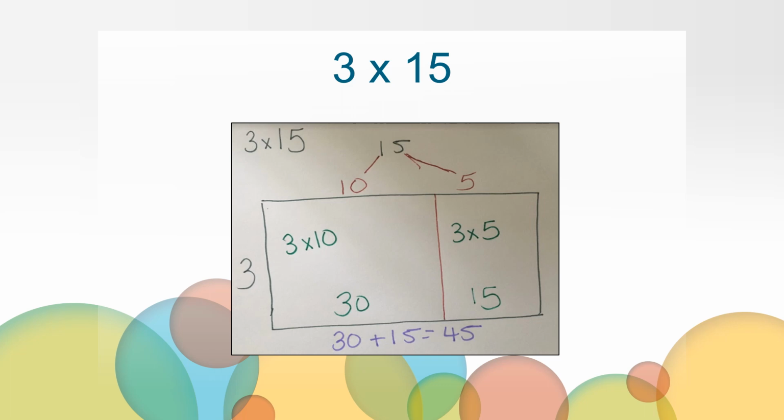Here is one way you may have figured out 3 times 15. Here, I decomposed the 15 into 10 and 5 so that I could solve for 3 times 10, which is 30, and 3 times 5, which is 15. Then I combined the 30 and the 15 to get 45.